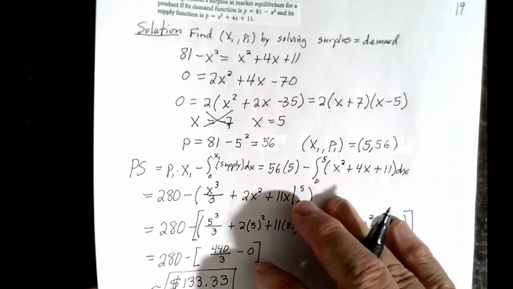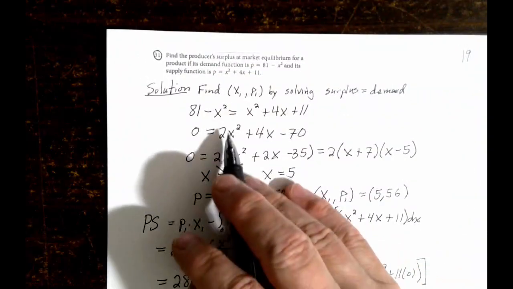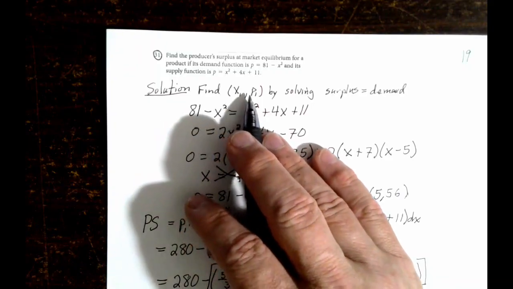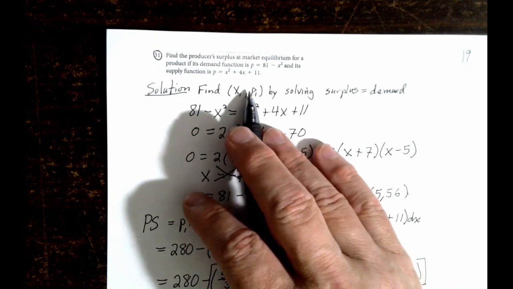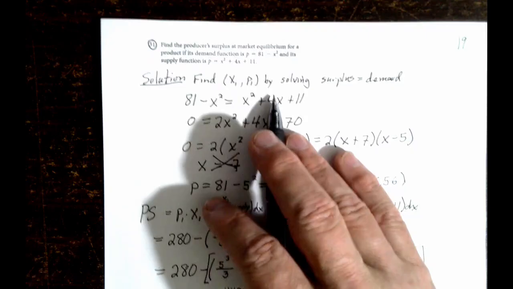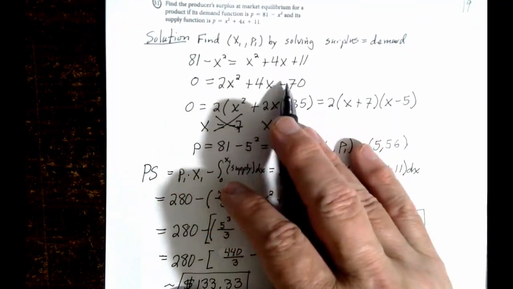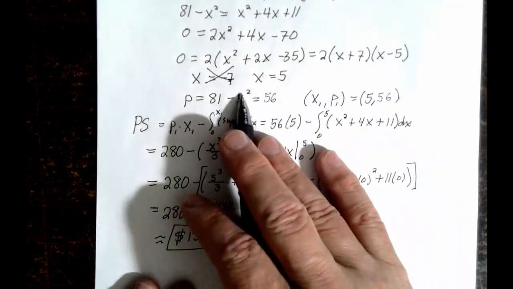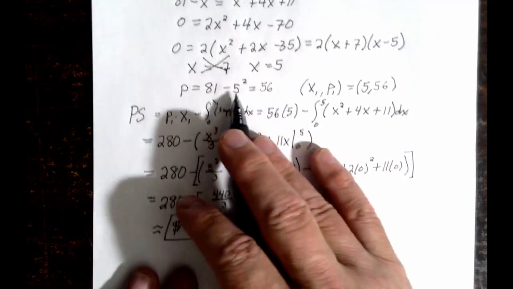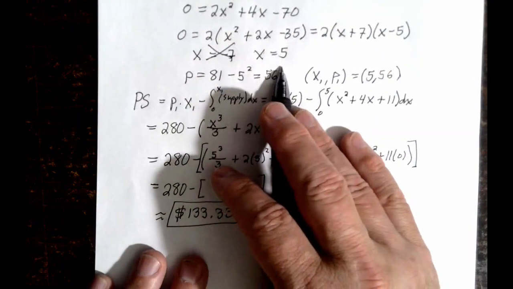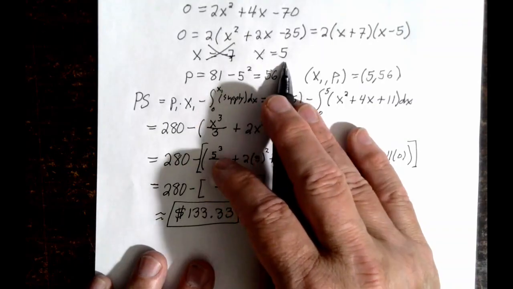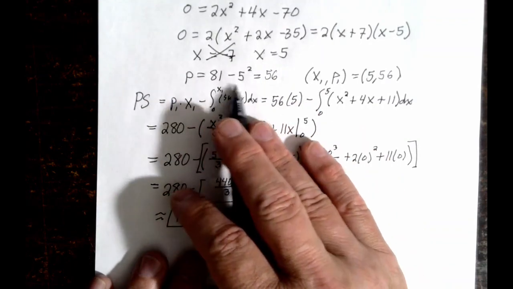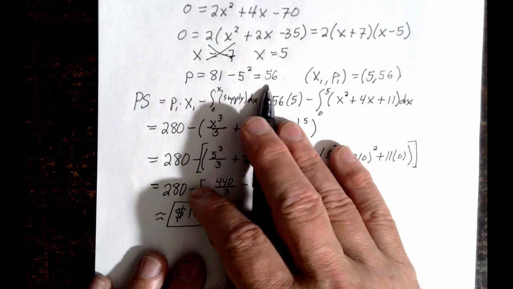Number 31. It says find the producer's surplus if demand equals this and supply equals that. So set supply equal to demand and solve. You throw everything to one side, factor, set equal to 0, and you throw out a negative number of units because you can't have negative units, so x equals 5. Go back and plug 5 into either equation to get your price of 56.